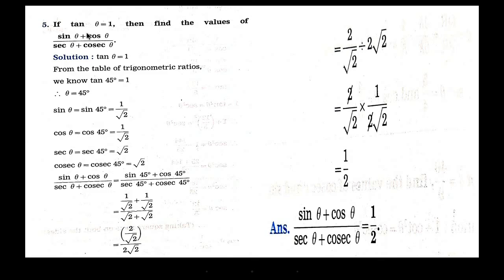Fifth one, if tan theta is equal to 1, then find the value of sin theta plus cos theta upon sec theta plus cosec theta. So now here we are given the value of the trigonometric ratio. So tan theta is equal to 1. We have studied the table of values of trigonometric ratios for all the different angles. So from that table we know that tan of 45 degrees is 1. That means the value of theta is 45 degrees.